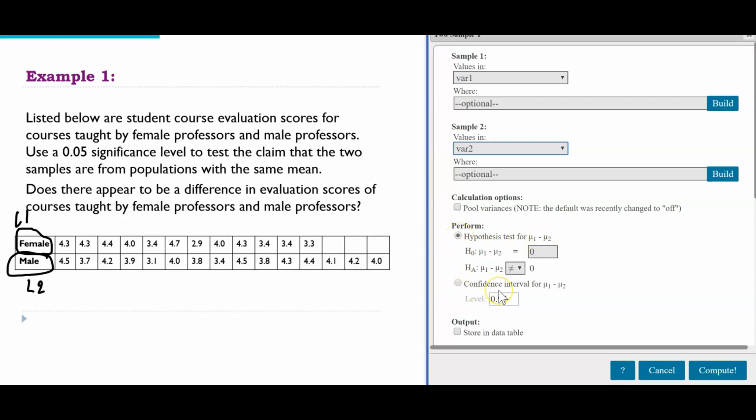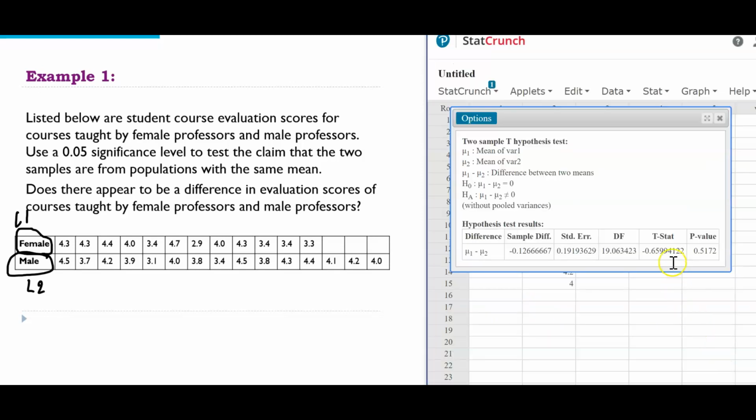We're not doing the confidence interval yet. When we do the confidence interval, then you will click on the confidence interval. Make sure that you enter the right alternative hypothesis, which is not equal to in this case, and go to compute. As you can see, we get the same t-statistic, negative 0.66, and the same p-value of 0.517.